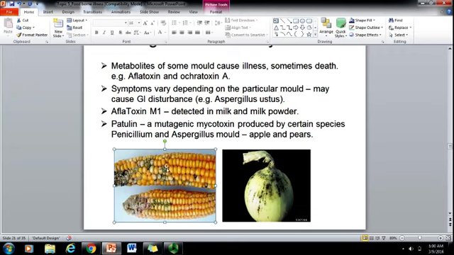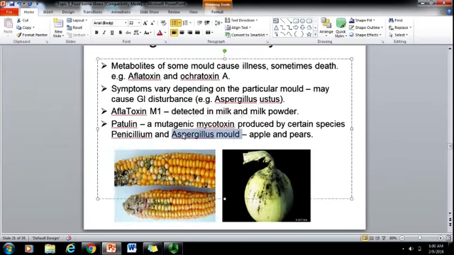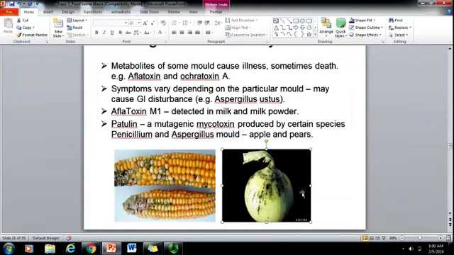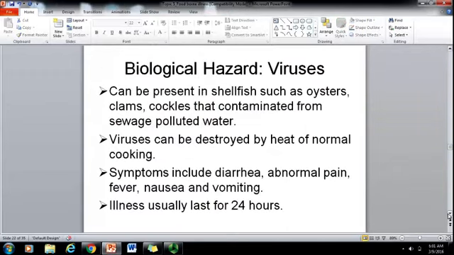Right, and Aspergillus mold. Usually we can see Aspergillus mold on apples and pears. And some other mold such as Penicillium, which we can see on some of the food. That is the biological hazards caused by mold or fungus. The other biological hazard comes from viruses, viruses that can live in shellfish and oysters, right?